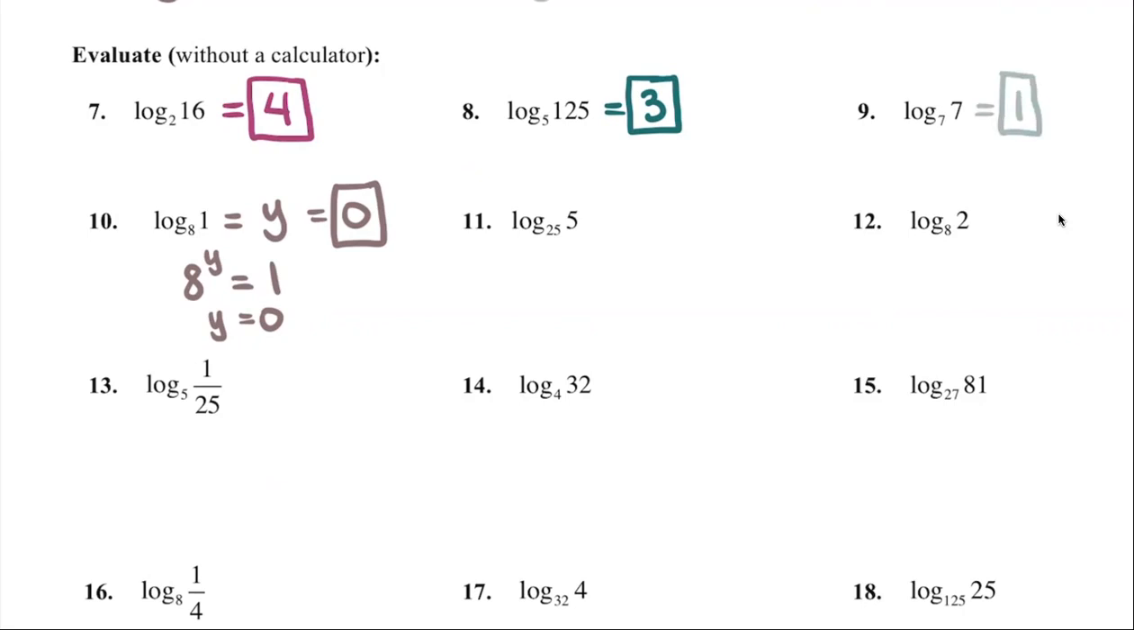Now it's going to get a little tougher. Look at number 11. You're still asking the same question. The answer is just a little less obvious. 25 to what power gets you 5? That's the question. 25 to what power gets you 5?